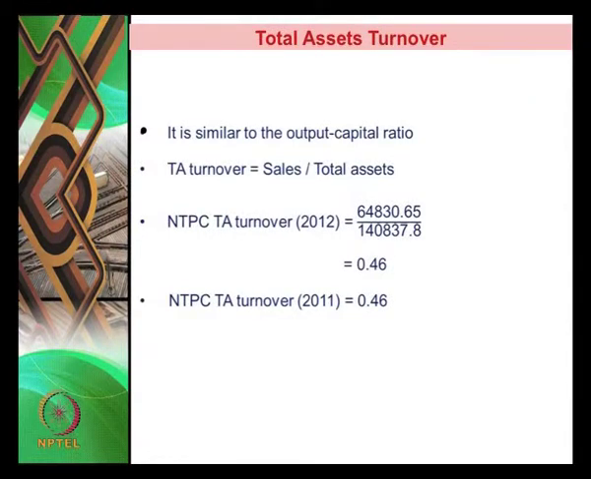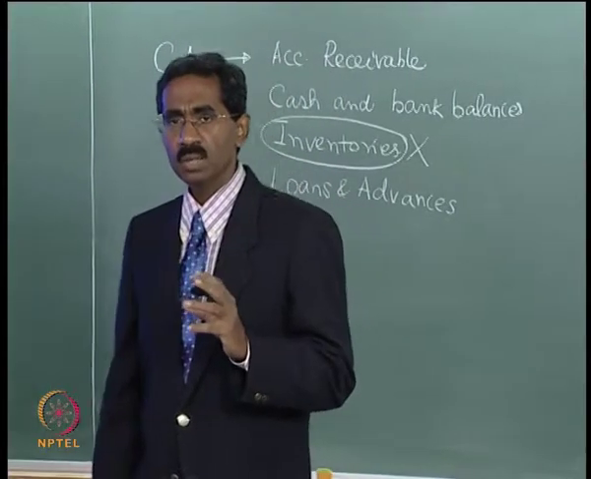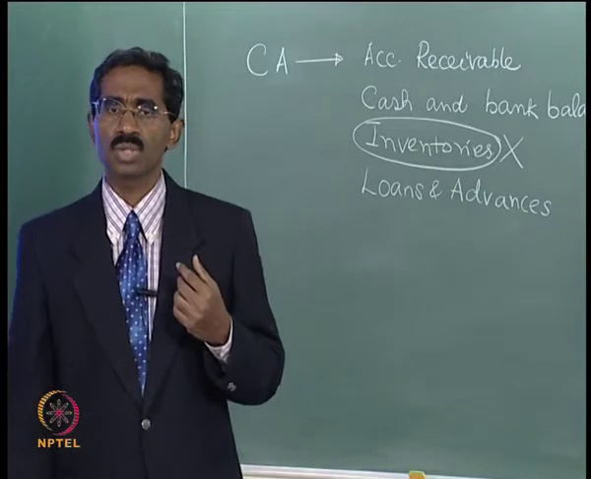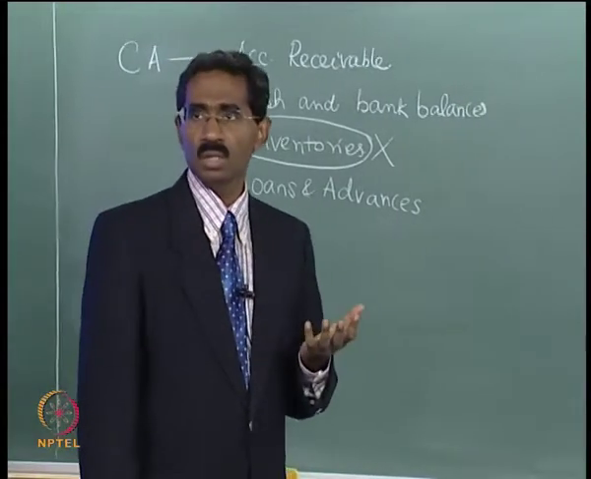The expression for total assets turnover is nothing but sales divided by your total assets, and for the year 2012 the total assets turnover is 64830.65 divided by 14837.8, and this gives a figure of 0.46. Let us also calculate for comparison the total assets turnover for 2011. It is also 0.46. So if you look at either the fixed assets turnover or the total assets turnover, you broadly find that there has been no major change from the 2011 level to the 2012 level.